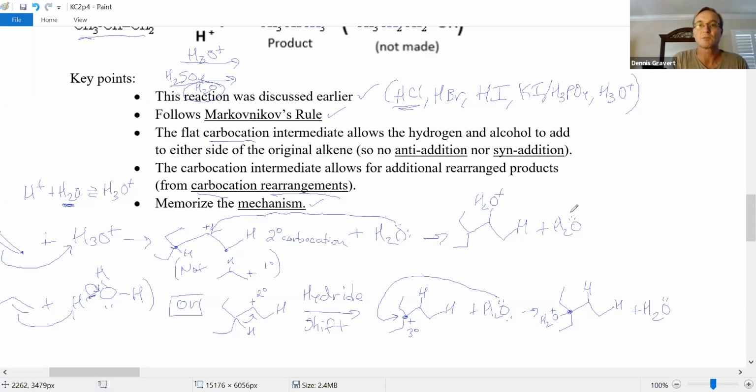That's going to serve as a base. So remove this extra hydrogen and make our product. So you get an alcohol. That's the product of this hydration reaction.